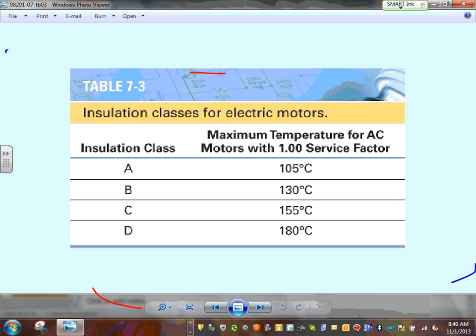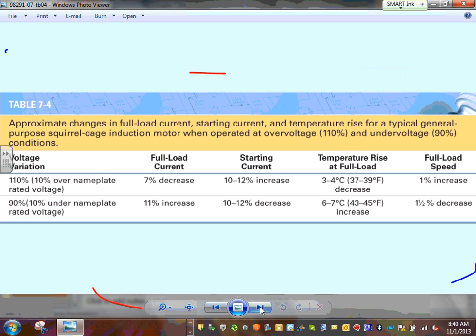Here's the insulation type. Insulation D can get you 180 degrees Celsius. That's the wire. So if you want a motor that's going to be abused in a hot environment, you're going to specify a motor with insulation D. Typically, we don't specify motors, but be aware of that one.